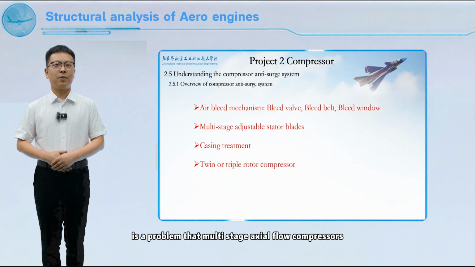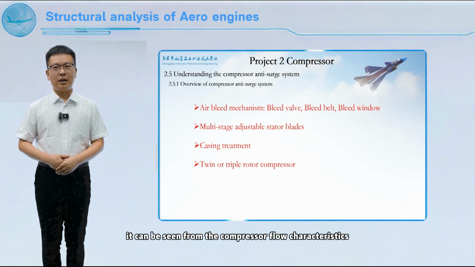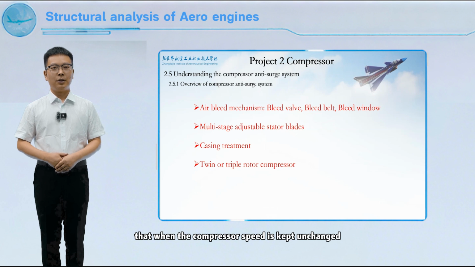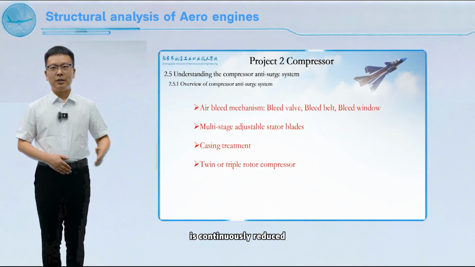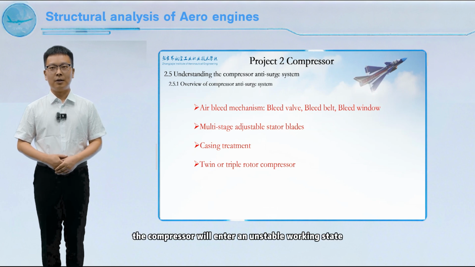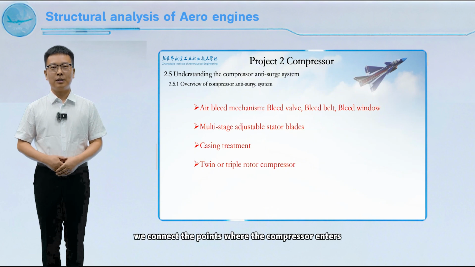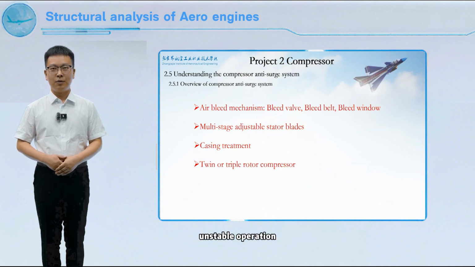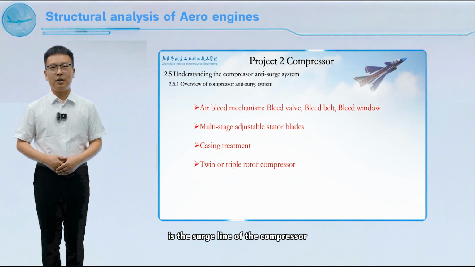Compressor surge is a problem that multi-stage axial flow compressors always have to face. It can be seen from the compressor flow characteristics that when the compressor speed is kept unchanged and the airflow entering the compressor is continuously reduced, the compressor will enter an unstable working state at a certain flow point. We connect the points where the compressor enters unstable operation at different speeds with lines to get the unstable working line of the compressor. This unstable working line is the surge line of the compressor.